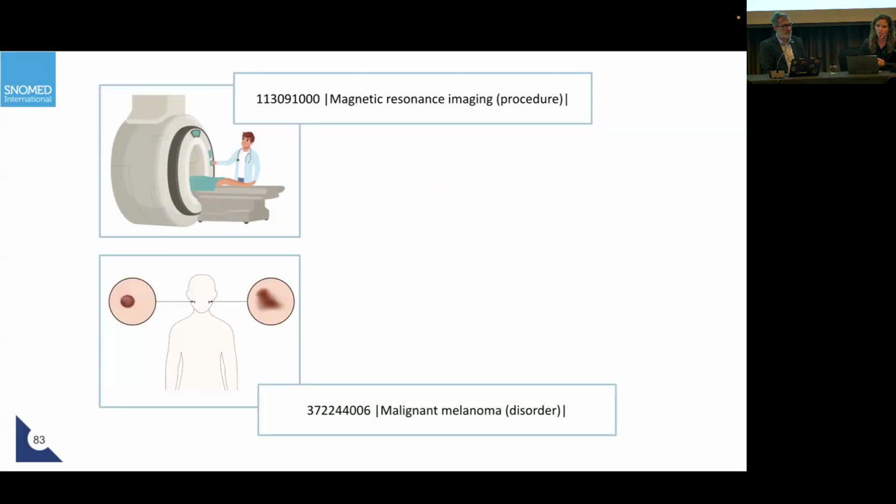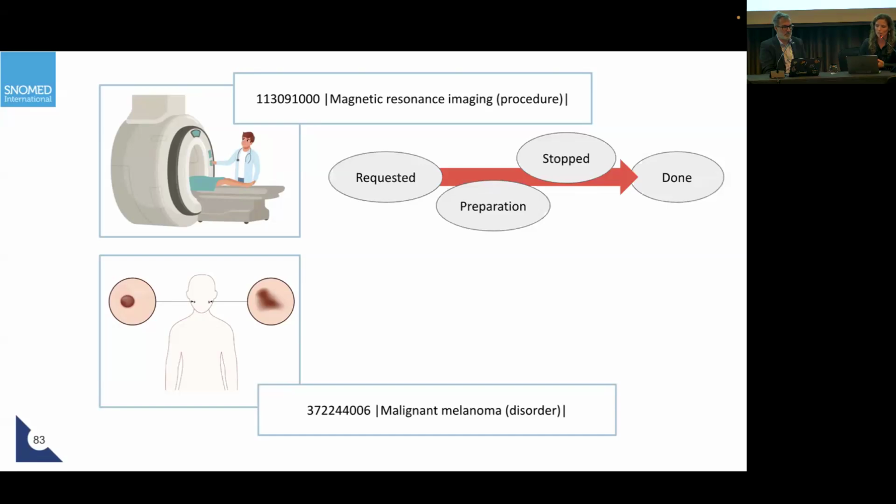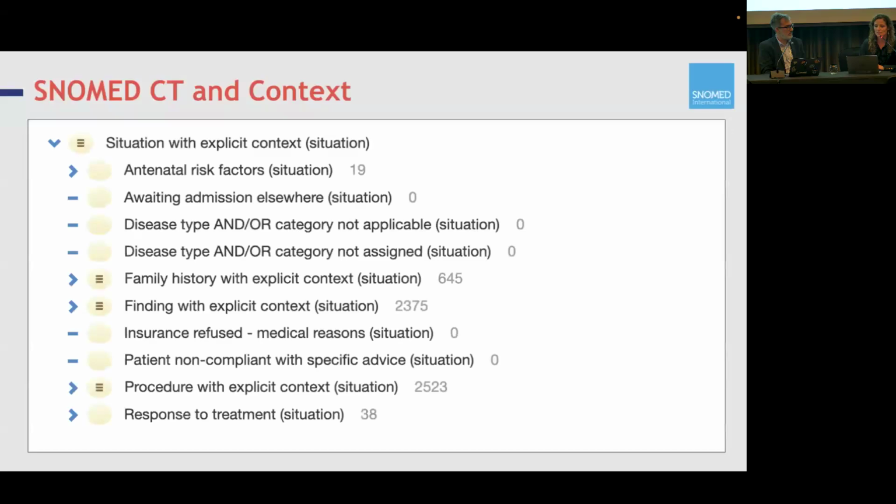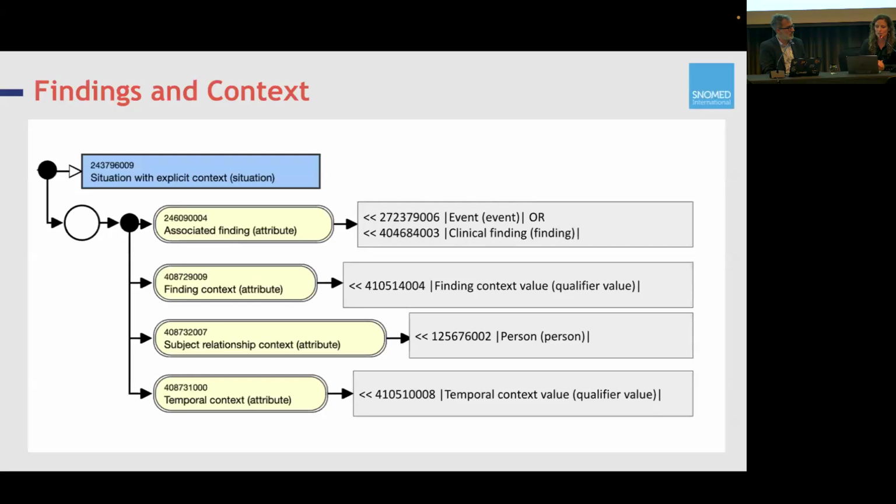So whether a procedure is performed now, if it's planned or stopped, if it's for diagnosis, if it relates to the history or if it's suspected or rejected. And those concepts all sit in the situations with explicit context hierarchy. So this is where we have used procedures and clinical findings, but we are altering their context by modifying some of these contextual factors. And there are some concepts in SNOMED CT where this is present.